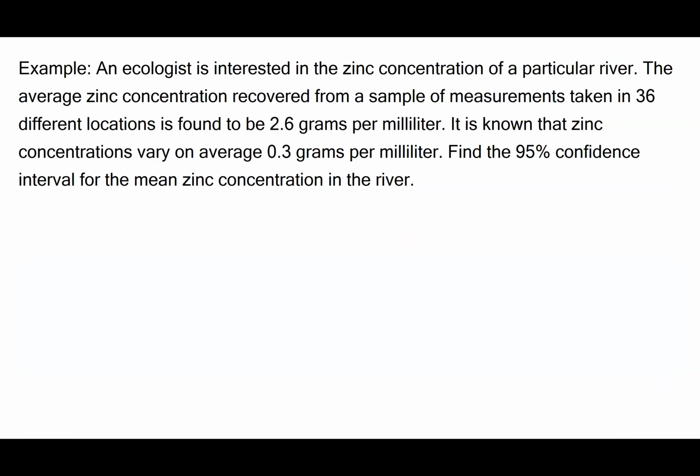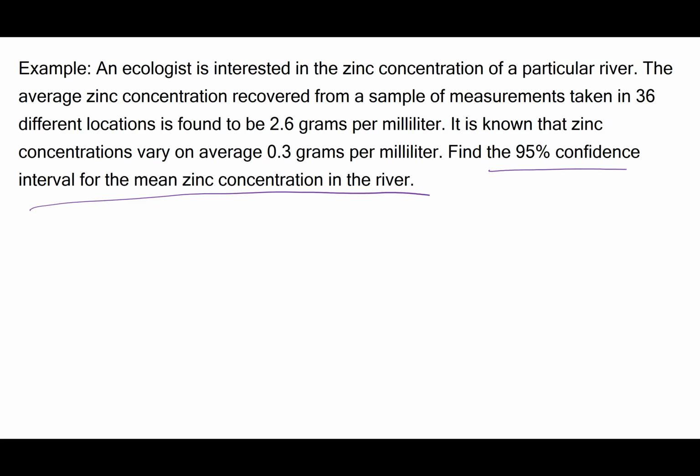So we still have this ecologist who is obsessed with the zinc concentration in this river. And they want to know, hey, what is the average zinc concentration? Well, telling them 2.6, that's either right or wrong, and it's likely that it's not exactly correct, right? It's probably off by at least a little bit. So they want the 95% confidence interval for the mean zinc concentration.